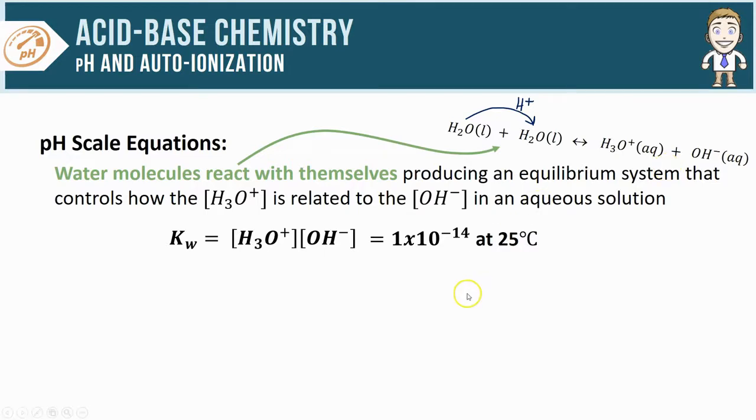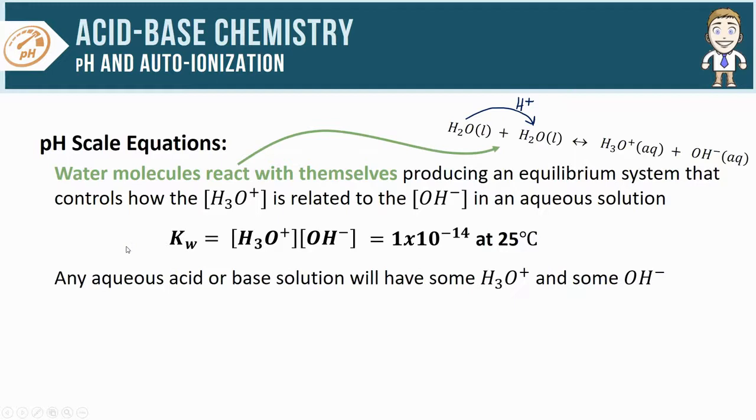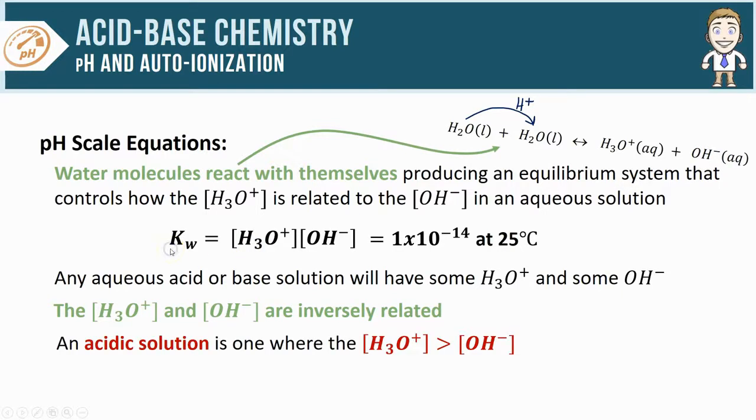Why does this matter? Well, it tells us lots of really important things. The first thing it tells us is that any aqueous acid or base is always going to have some H3O plus and some OH minus. That's because this is reversible and the reaction is always taking place in both directions. It also tells us that these two quantities are inversely related. If they both have to multiply to equal 1 times 10 to the minus 14, the more H3O plus there is, means there has to be less OH minus, or vice versa, to account for that.